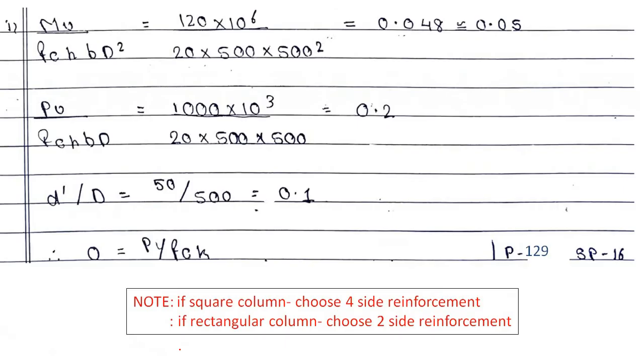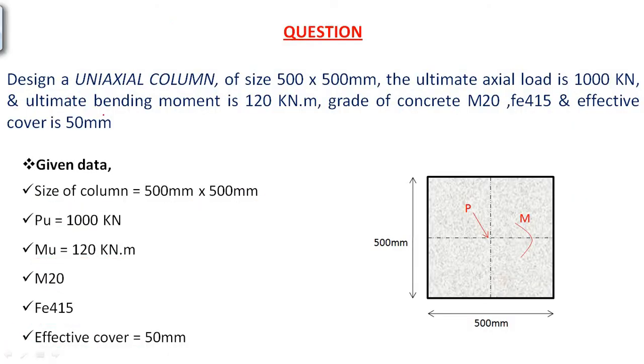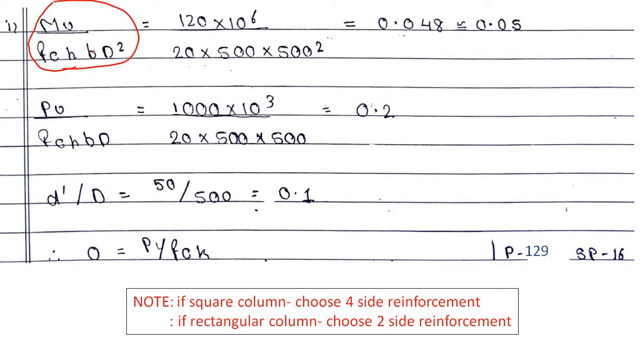50 mm effective cover. So first we will find MU upon fck b d square. In our case the MU is already provided, which means the ultimate bending moment is provided as 120 kN into meter. So we will place the value of MU as 120 kN. We will convert kN into meter into Newton into mm, so we will multiply the value of MU by 10 raised to 6, divided by fck. The grade of concrete is 20 MPa, and b and d mean the width and breadth of the column, which in our case is 500 cross 500. So we will place b and d as 500 cross 500. The solution of MU upon fck b d square is 0.084. So we will round it off and make it 0.05.